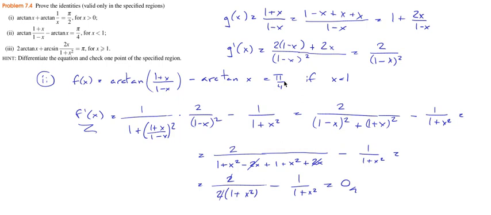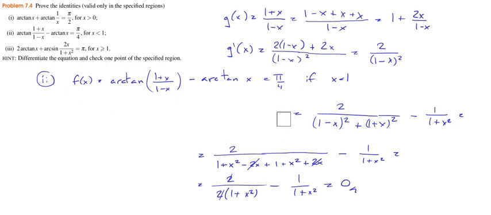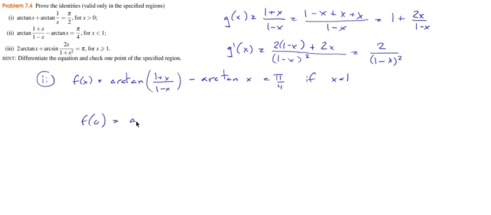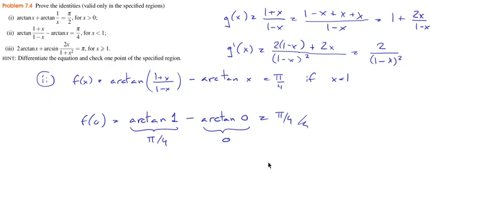Okay, and now is this equal to pi over 4 if x is smaller than 1? Well, we can use f at 0, right? So we have the arctangent of 1 plus 1, the arctangent of 1 minus the arctangent of 0. The arctangent of 1 is pi over 4, the arctangent of 0 is 0, so we get pi over 4, which is what we wanted. Okay?